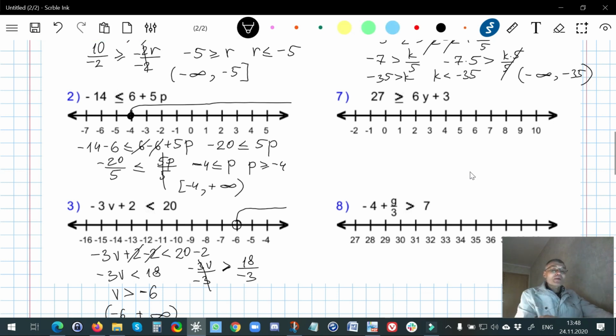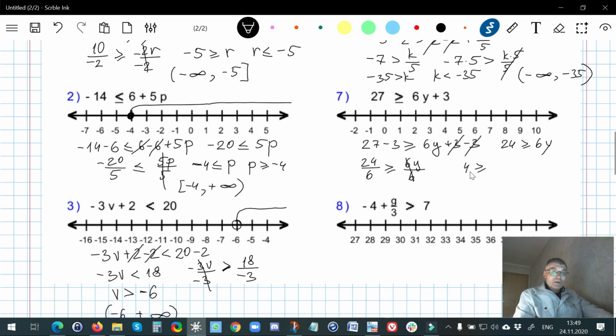Here we have to divide. We'll have to divide by 6, because I'm looking at the coefficient of y. But first we have to isolate 6y by subtracting 3 from both sides. 27 minus 3 is greater than 6y plus 3 minus 3. It cancels here. And 24 is greater than 6y. Then we divide. 24 over 6 is greater than 6y over 6. It cancels.